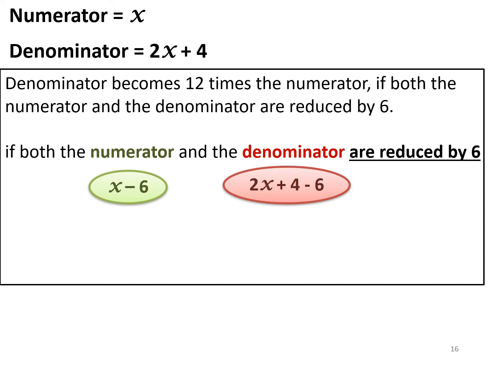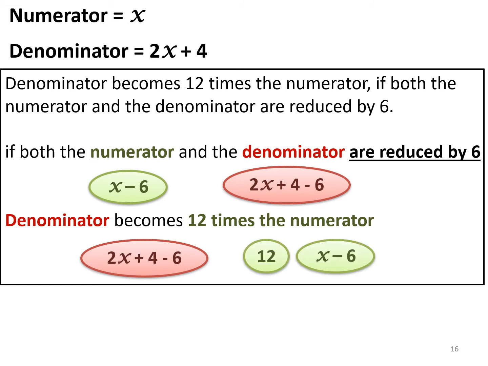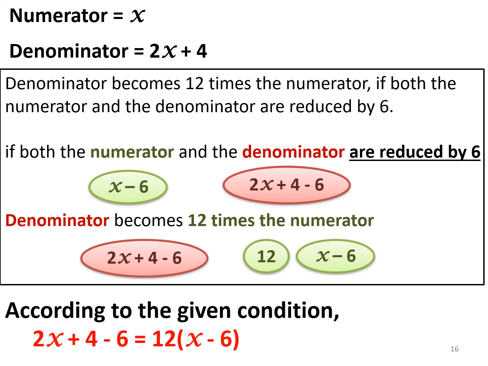Okay. Now I will move to the first part of the condition. Denominator becomes 12 times the numerator. So denominator will become 12 times the numerator. That is 2x plus 4 minus 6 will be equal to 12 times the numerator, that is 12 into x minus 6. So the condition is 2x plus 4 minus 6 is equal to 12x minus 6. Now we shall simplify this.